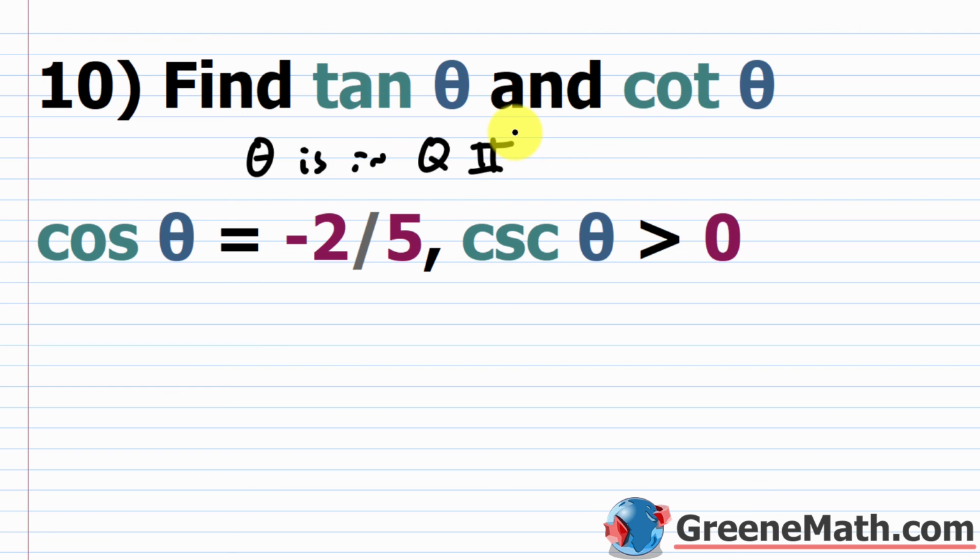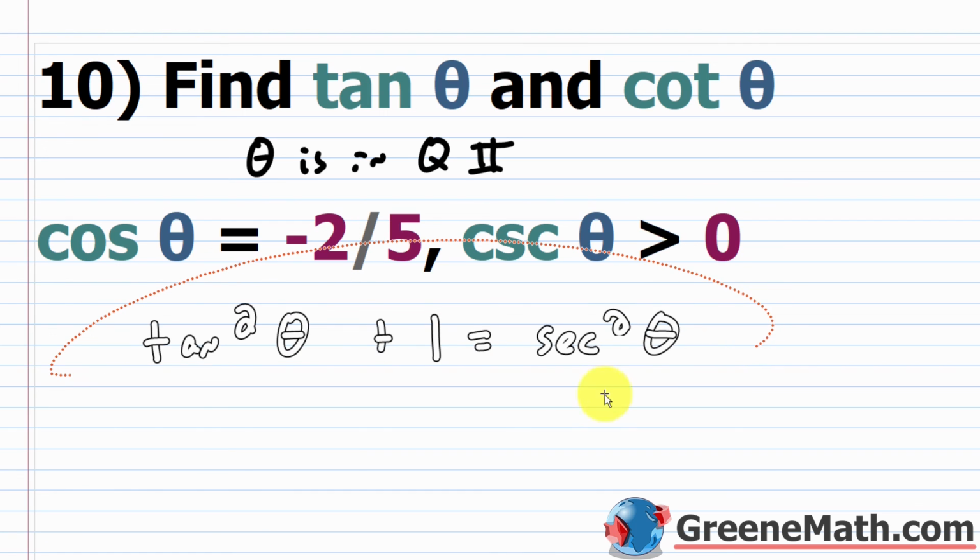And in quadrant 2, the x values are negative, the y values are positive. We're trying to find the tangent of theta and also the cotangent of theta. Those are reciprocals, so I just need to find one, and then I can flip it and get the other. Given that the cosine of theta is negative 2/5, let's use our identity that says tangent squared theta plus 1 is equal to secant squared theta.